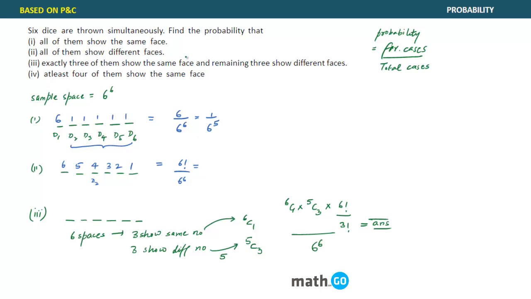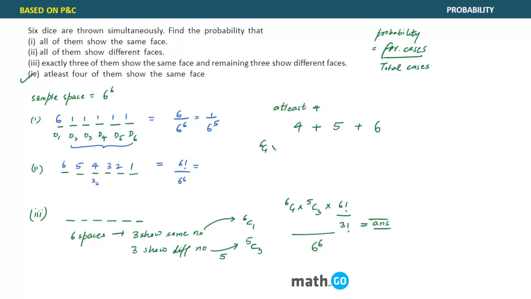The fourth part is completely the same, so I am just leaving it for you guys. It says at least 4 of them show the same face. At least 4 is a bit lengthy question. So you will solve it for 4, then you will solve that at least all 5 are the same, and then you say all 6 faces are the same.